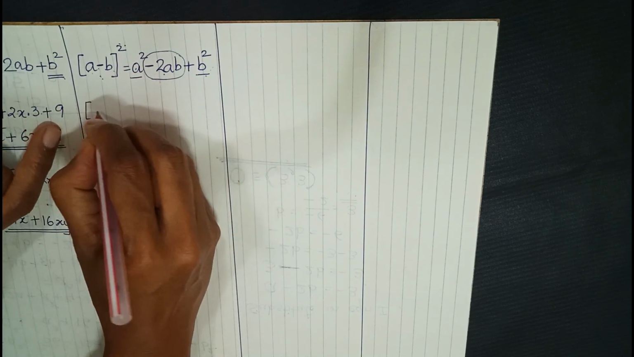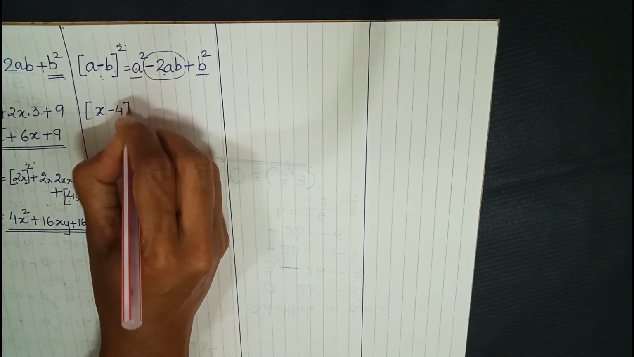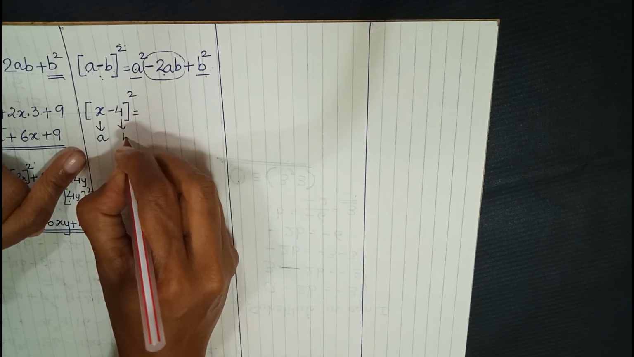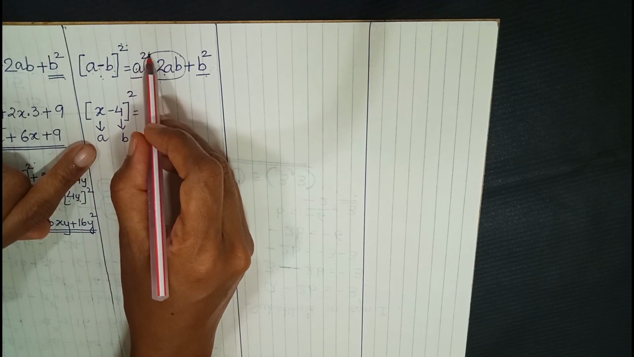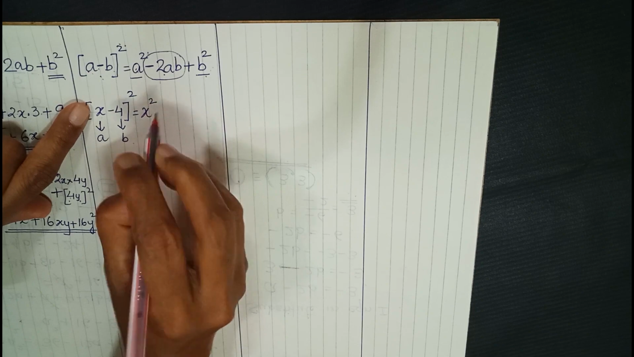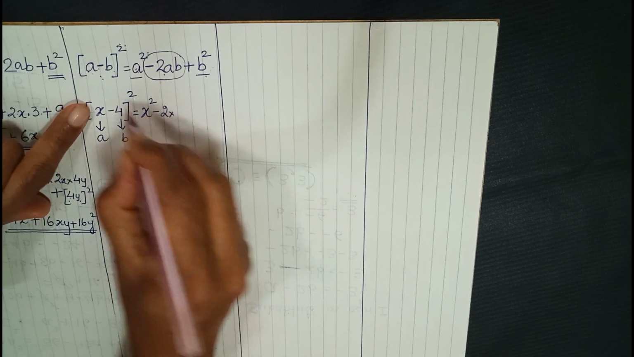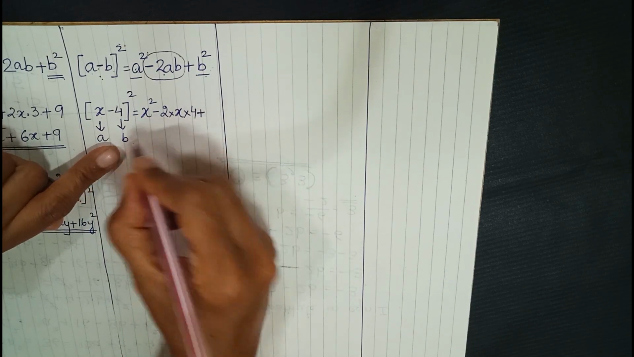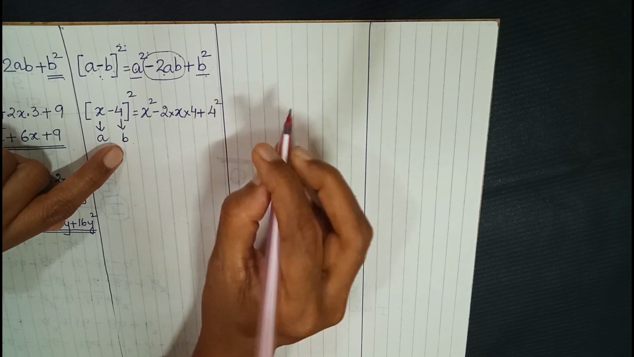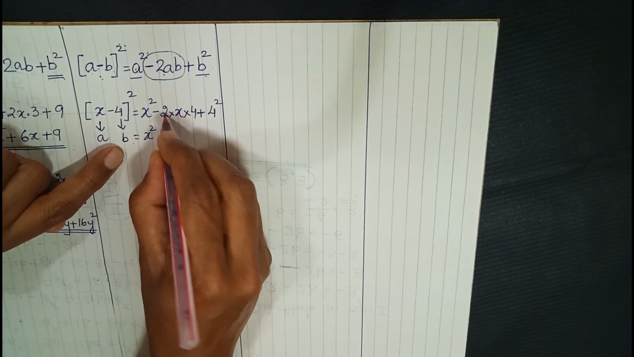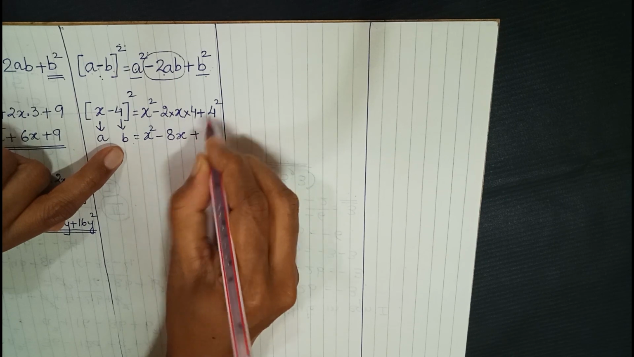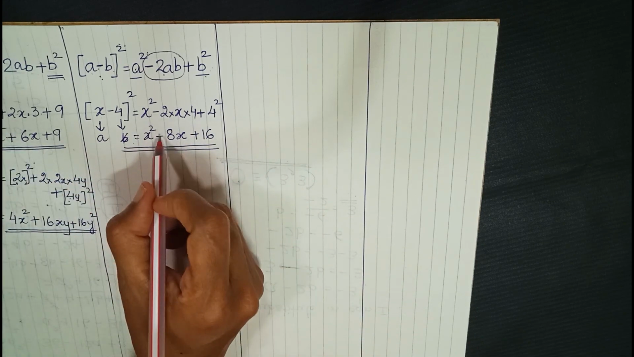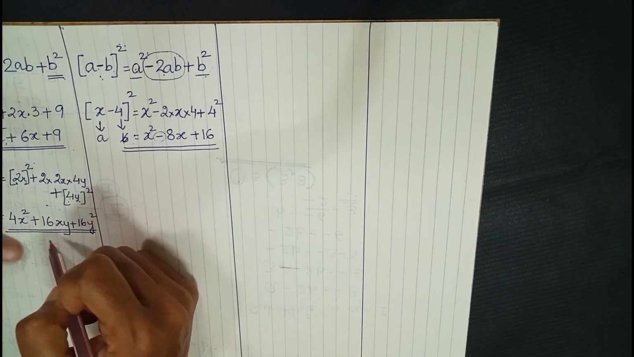So let us solve some examples. Let us say (x minus 4) the whole square. Now here, this term is a and this term is b. So in my formula, the first term is a square, so x square. Next, minus 2 into a, which is x, into b, which is 4, plus b square. b is 4, so 4 square. Let's solve it out. 4 into 2 will be 8, so we get minus 8x, and 4 square is 16. So this is how we get our expansion. You can see the middle term we are getting negative, and here it was positive.